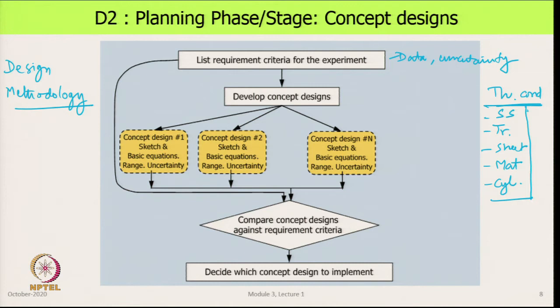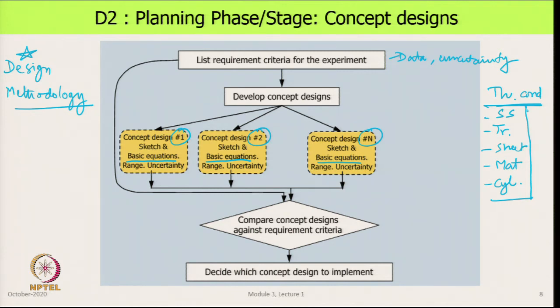So, we make concept designs like we would do in design. These are freehand sketches, where we put the idea, where we put the instruments, what we will measure, and write the basic equation. Different number of concept designs: concept design number 1, concept design number 2, concept design number n. The more the merrier, so then we are clear that we have thought about everything possible and come to a conclusion based on very wise thinking.